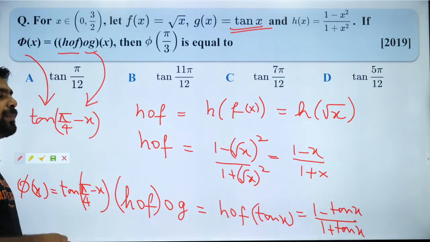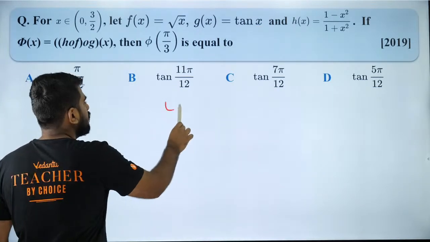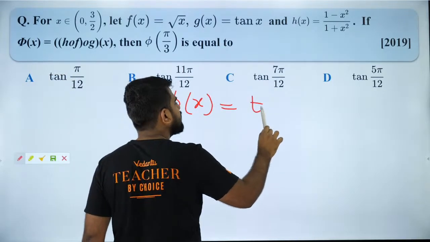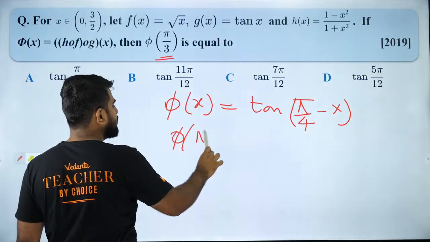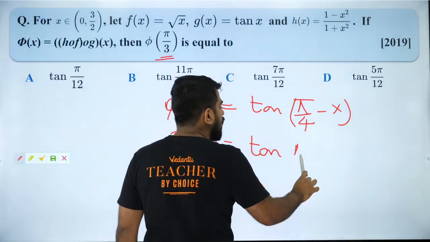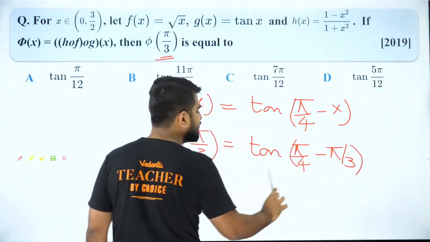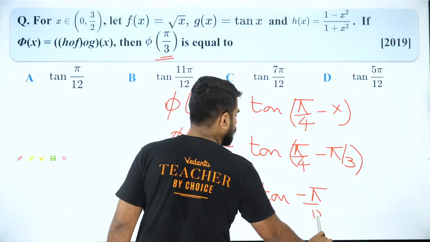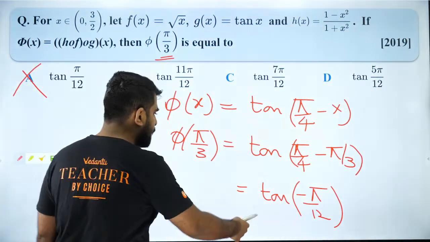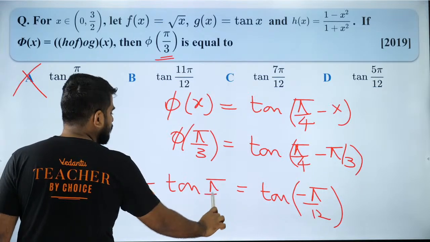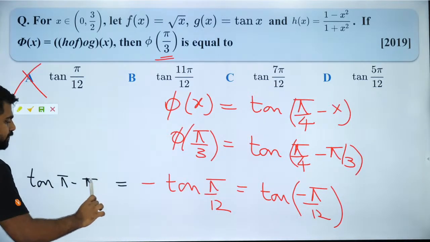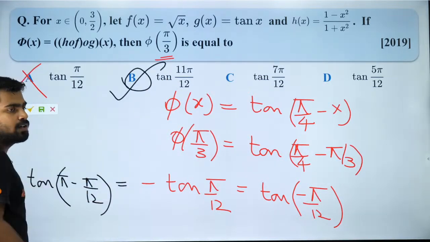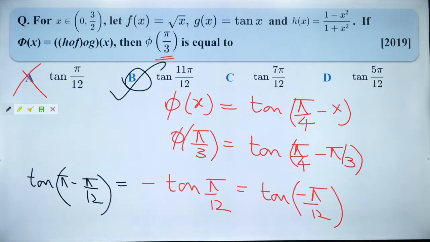Guys, it is tan of pi by 4 minus x. Please be very clear about it. So now, let's answer Kirito's doubt. So phi of x is tan of pi by 4 minus x. That I hope everybody is clear. So now, I want to find out phi of pi by 3. That is the question, na? So phi of pi by 3 is nothing but tan of pi by 4 minus pi by 3, which will be tan of minus pi by 12, Kirito. So this is not correct, Kirito, because tan of minus pi by 12 is minus tan pi by 12. So what is minus tan pi by 12? That will be equal to tan of pi minus pi by 12. So the answer is B. Got it? Because tan of pi minus theta is minus tan theta.